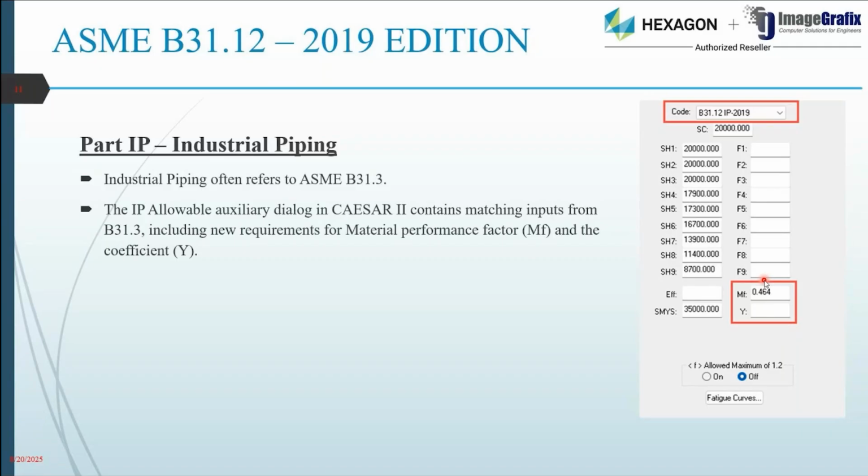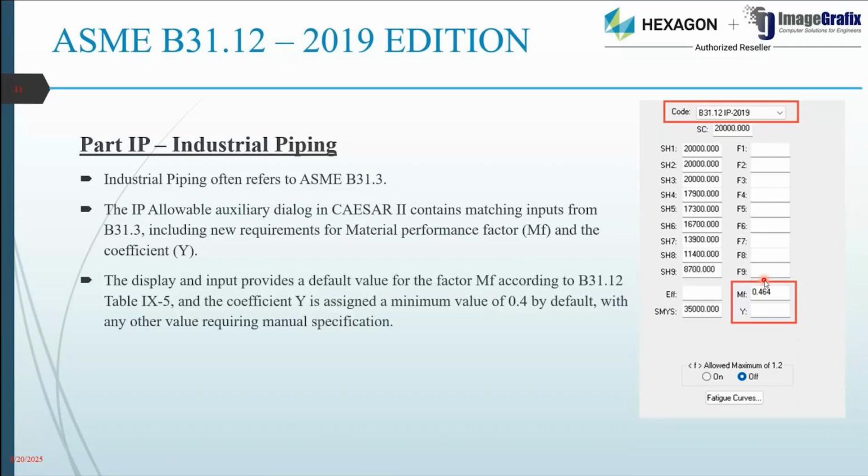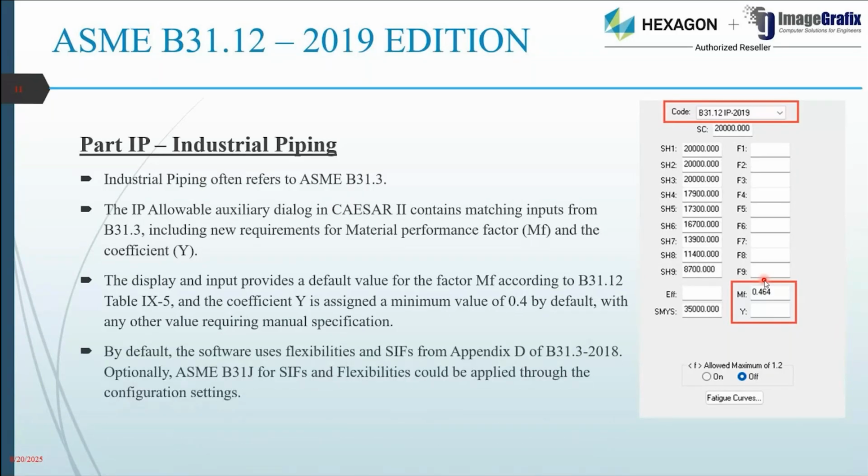The display and input provide a default value for the factor Mf, the material performance factor, according to B31.12 Table 9.5, and the coefficient Y is assigned a minimum value of 0.4 by default, with any other value requiring manual specification. So by default the value for Y is 0.4. Any other value has to be specified by the user. These are the two things.